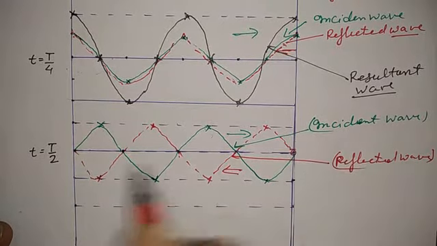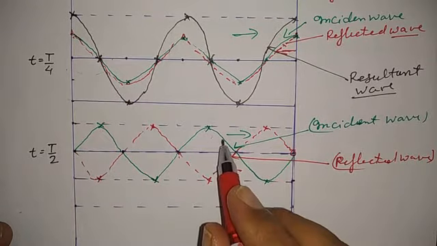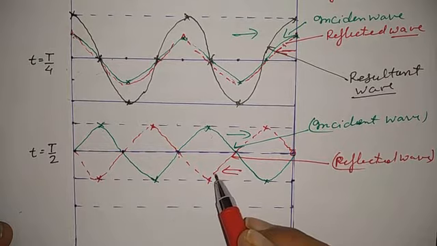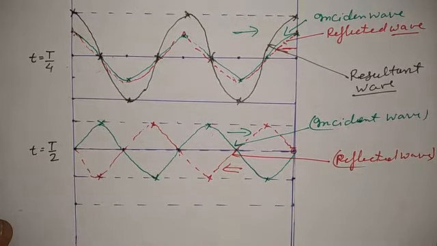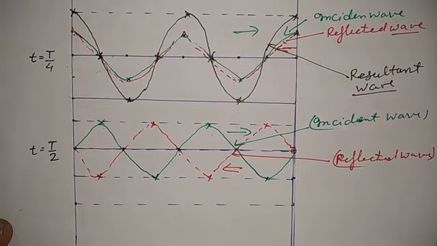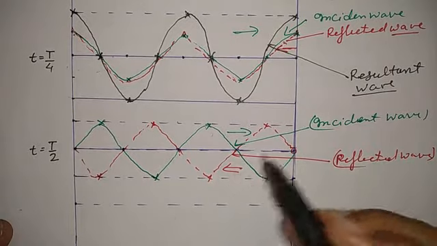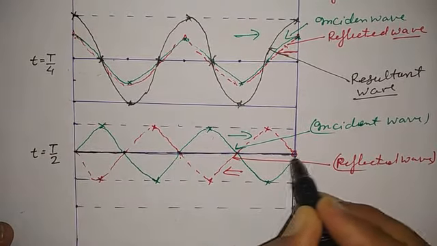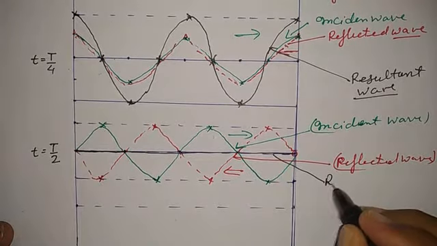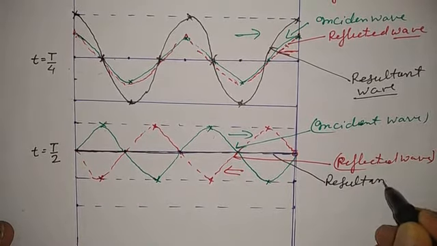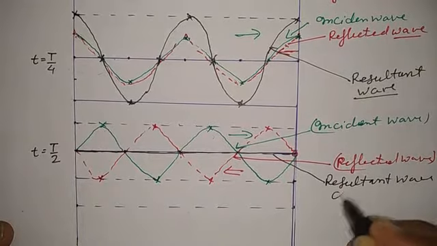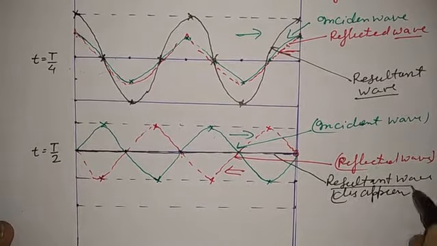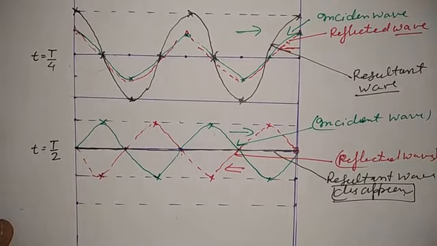Both this incident wave with green color, reflected wave with red color, combined by the principle of superposition, and the resultant wave again disappears. So see here, resultant wave again disappears at this particular situation.